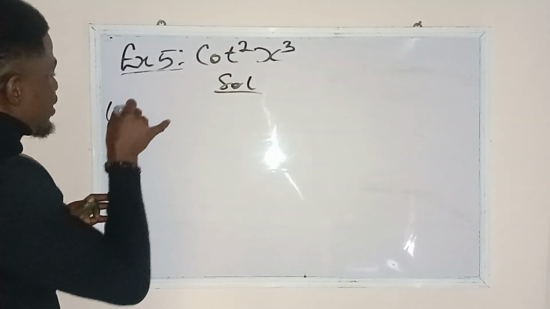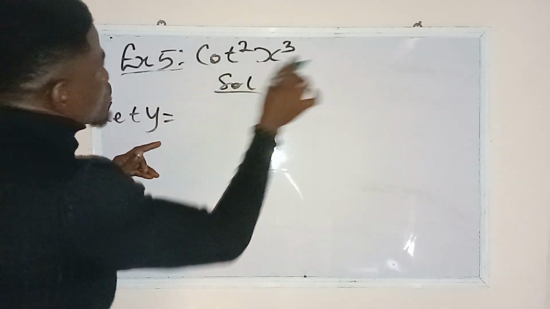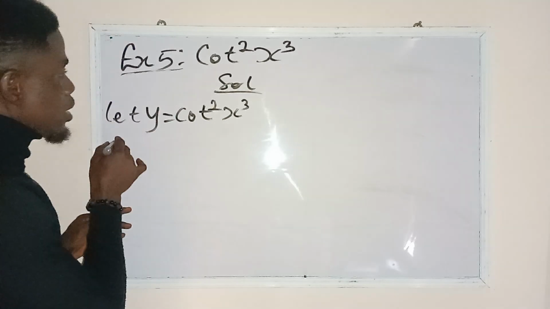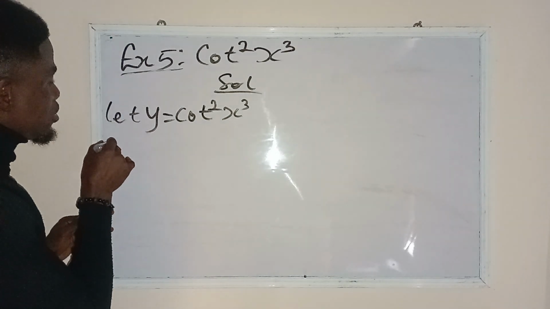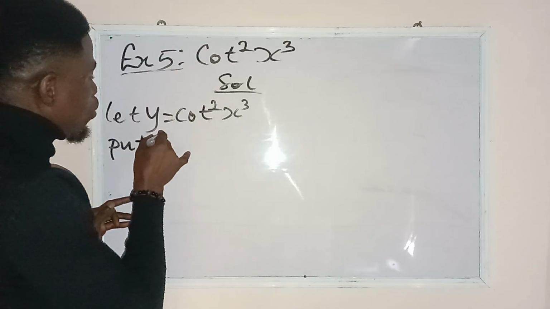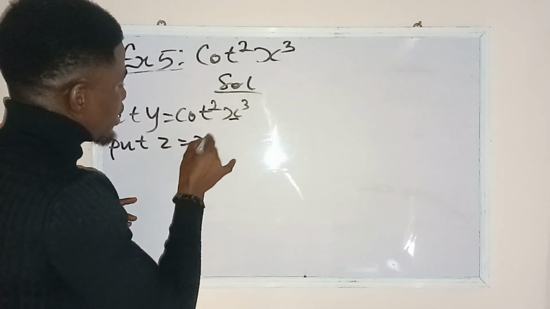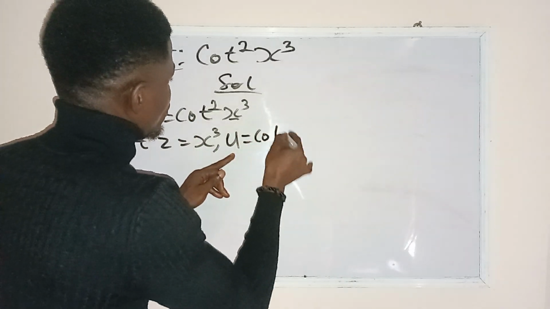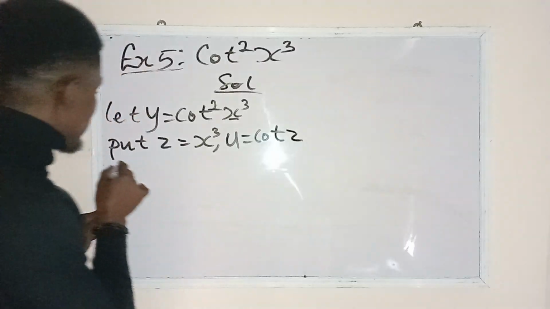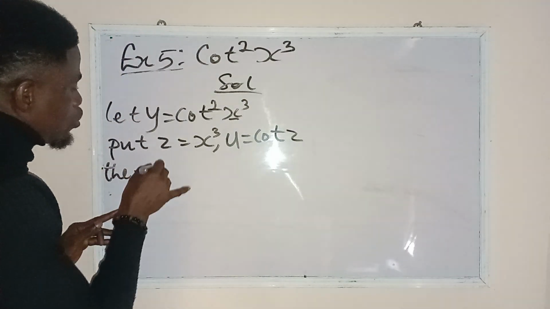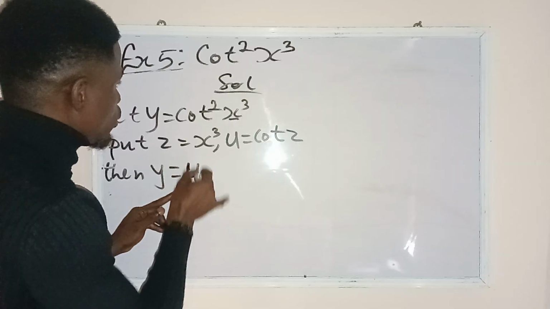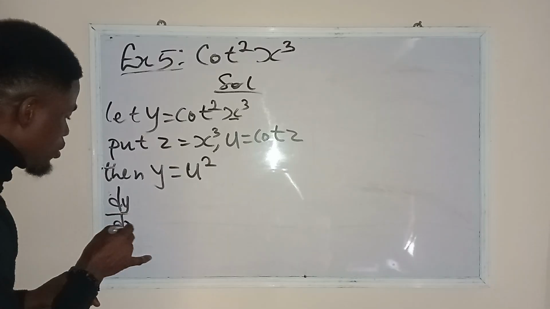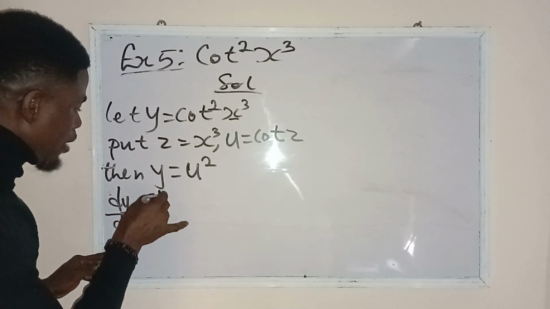So we have, let your y be this expression, which is cot squared x cubed. Okay, so what does the next thing tell us? Put your z to be this, which is x cubed, then your u to be cot z. Then what is your y itself? Your y is going to be u raised to power 2.